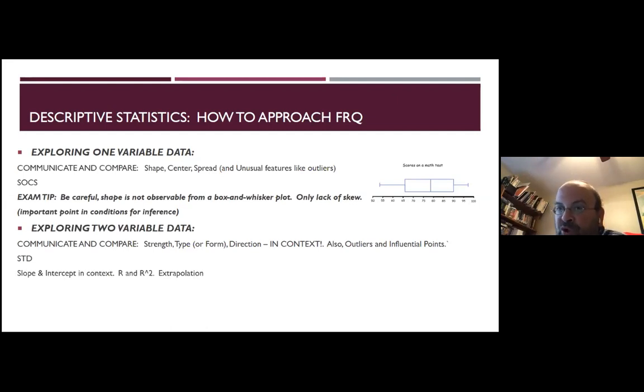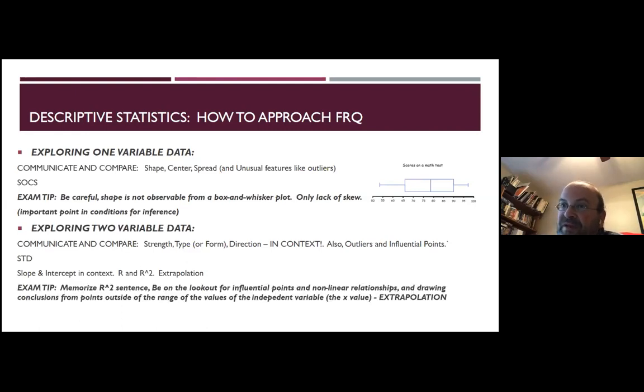Okay. When we're looking at relationships, we want to make sure that we can describe slope and intercept in context, R and R squared, and extrapolation. Okay. The advice would be to memorize that R squared sentence, be on the lookout for influential points, and drawing conclusions from points outside the range of data. That's extrapolation. That's all fair game for this year. I don't think we're going to have one of two questions that's devoted to regression, but most experienced teachers believe that regression may show up in some way.